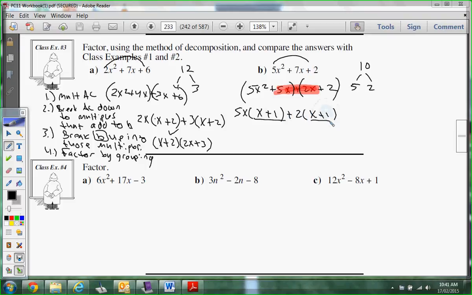So again, these match, so we know that we feel good about what we did. So then putting those together, Bethan, what would that be? Yep. 5x plus 2, x plus 1. That's it, factored. Good. Okay, so these steps are going to go away, so if you need them, get them down quickly. We're going to go ahead and try example 4 here.